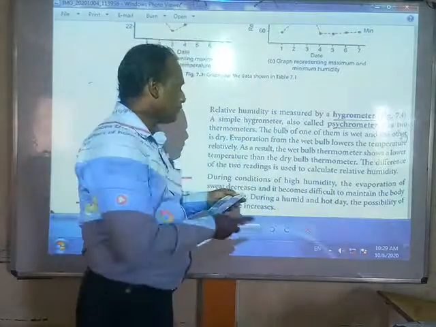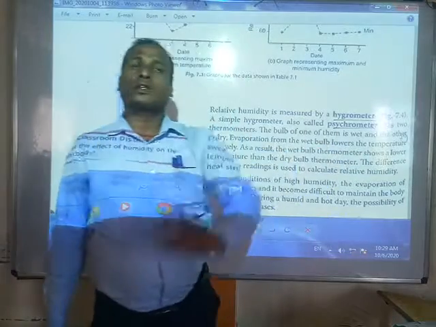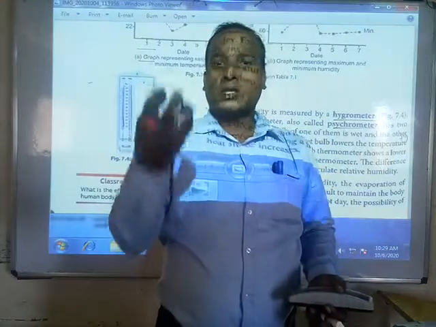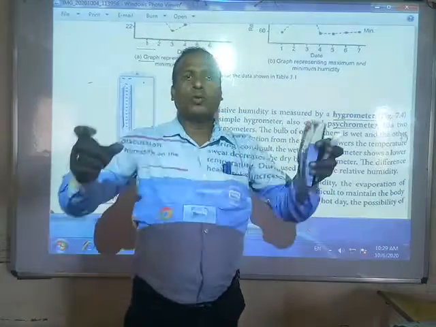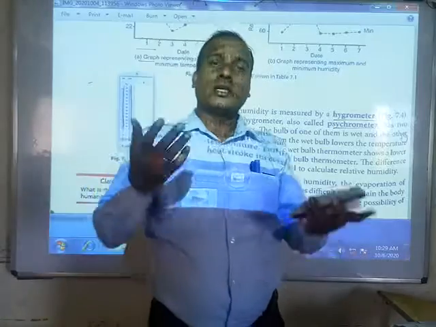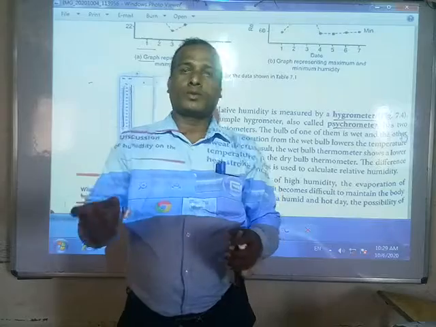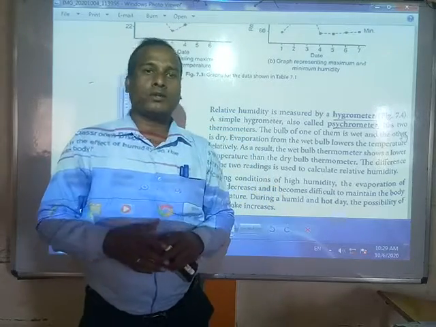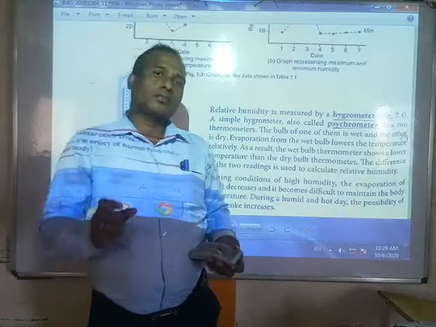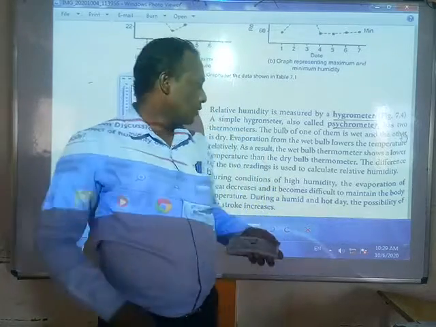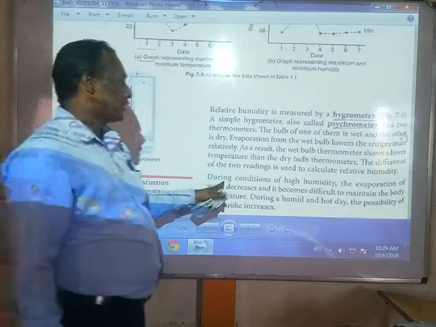So in that way, when the evaporation from the wet bulb lowers the temperature, at that time the wet bulb lowers the temperature. In that way, the two thermometers give information about the temperature of the dry and wet bulb. That means how can we find out the humidity? You have to find the difference between these two temperatures. And what will come? That is called the relative humidity.